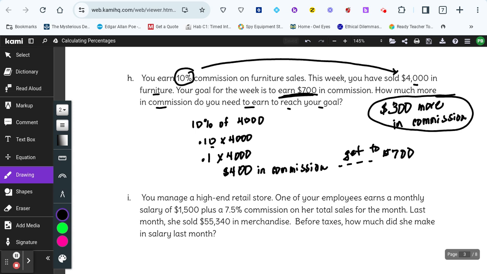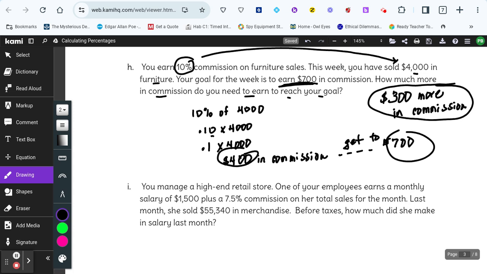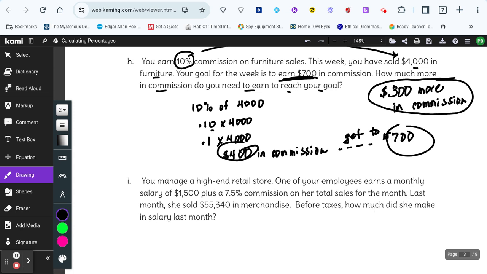Now we're going to take a look at I. All I did was subtract those two numbers, guys. 700 minus 400 will give us that. How much more always means subtract anyway. It'll give us how much more we need, but common sense will tell you if you're at 4 and you need to get to 7, you need 300 more.